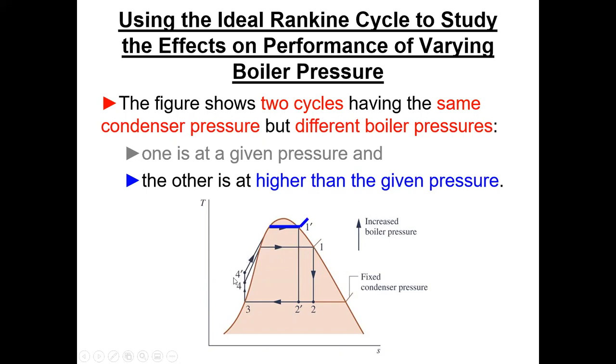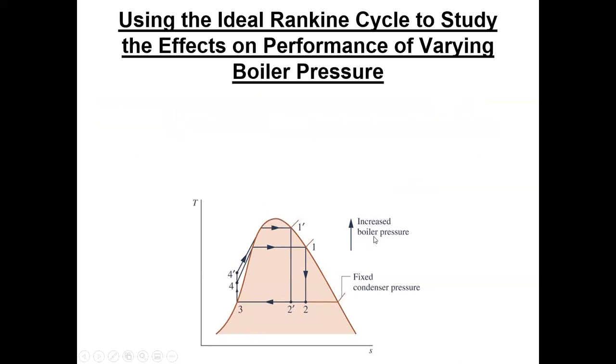Well, in the modified cycle with a higher pressure, we're going from 4 prime all the way up to here and then across here. So it's pretty easy to see that the average temperature during the heat addition is higher if we increase the boiler pressure, and so that's going to help my cycle efficiency. So that's what he's going to point out here.